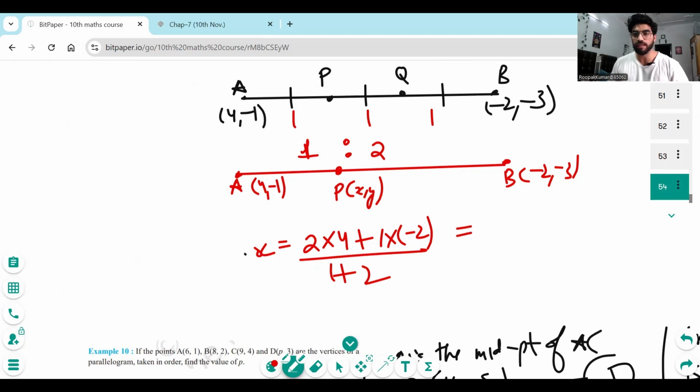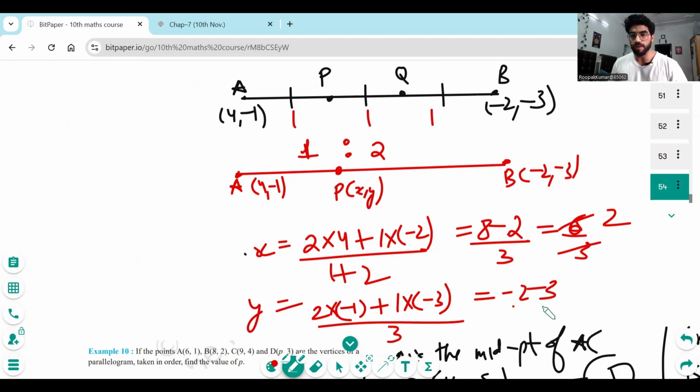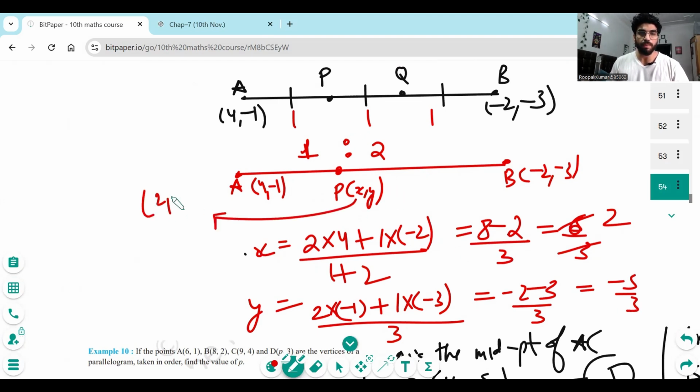So this will be 8 minus 3 by 3, which is 5 by 3, I guess. 8 minus 2, my bad. 8 minus 2, so this will be 6 by 3, which is 2. So x is 2. Y? M2 y1, so 2 into minus 1. Be very careful plugging in the values. 1 into minus 3. 1 plus 2 is 3. So minus 2 and minus 3 by 3, which is minus 5 by 3. So the point P is 2 comma minus 5 by 3.